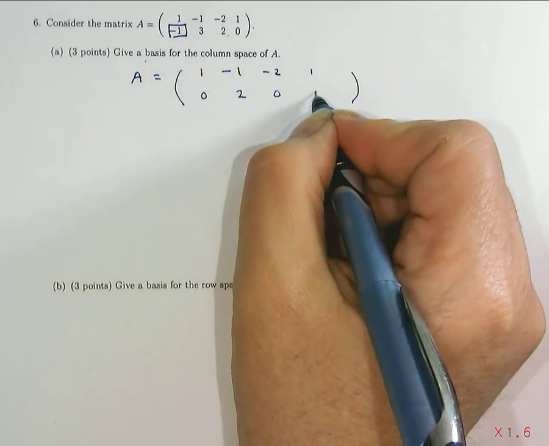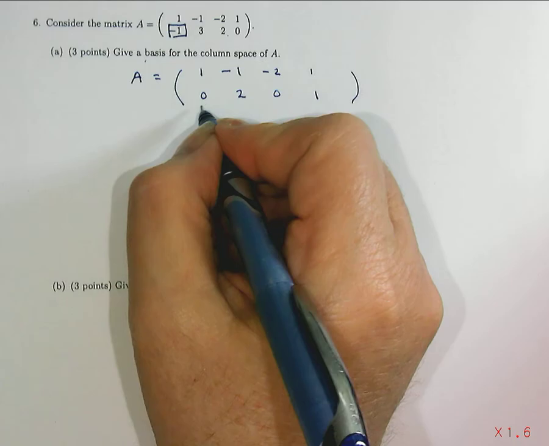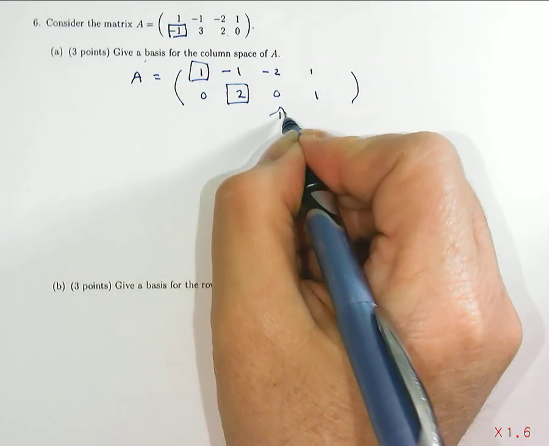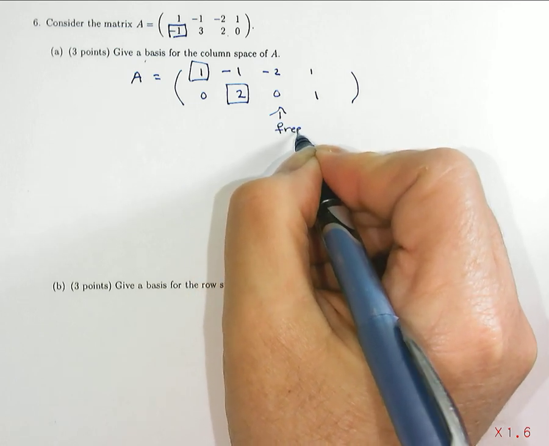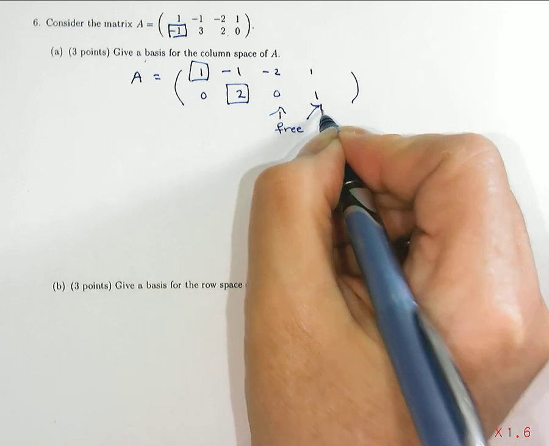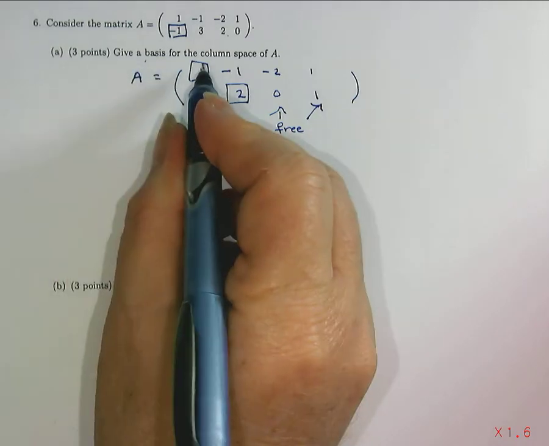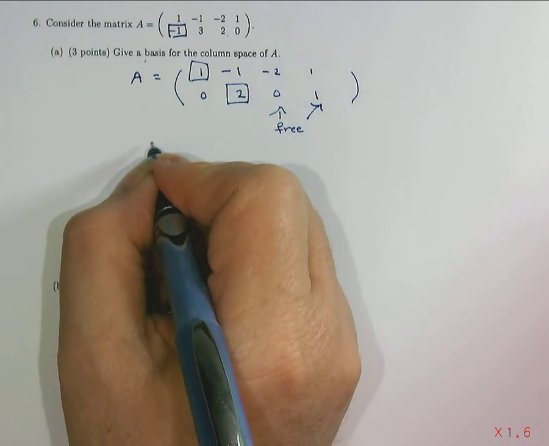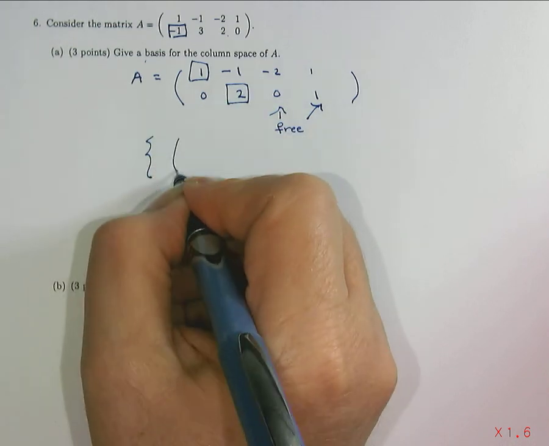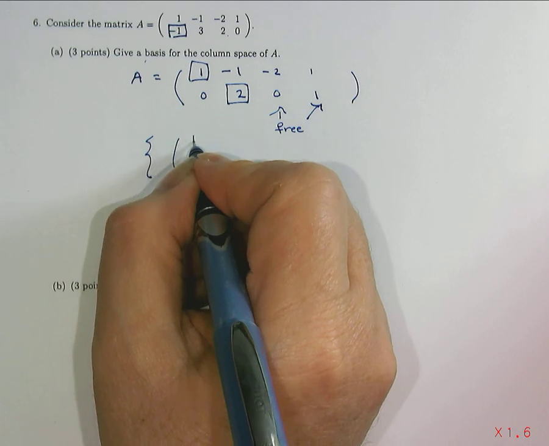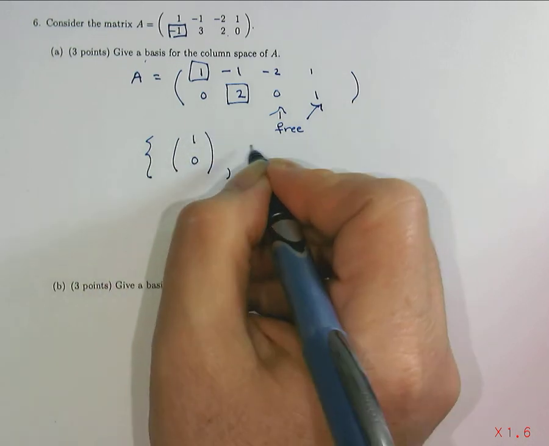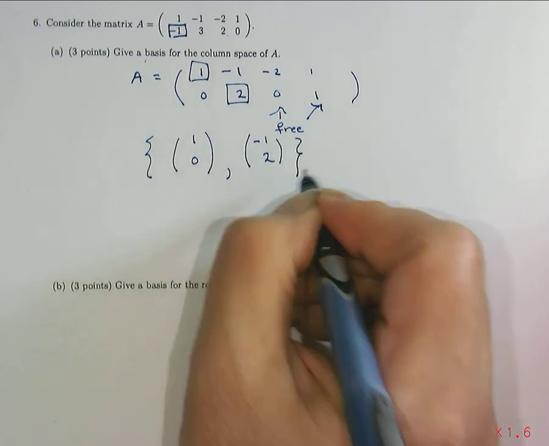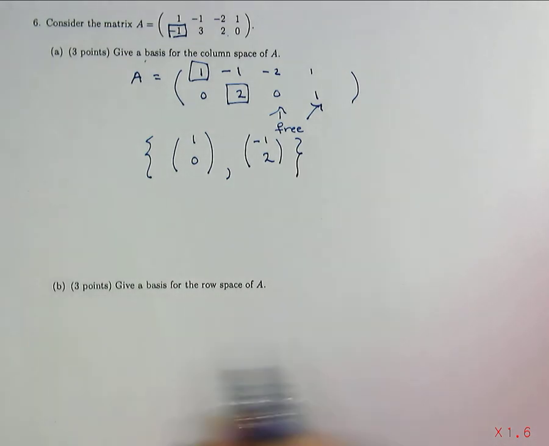0, 1. There are 2 pivots and 2 free variables. And so when we want to give the basis for the column space, it's created from the pivot columns. And so one basis is the vector 1, 0 and the vector -1, 2. And remember, this basis isn't unique, but this is 1.